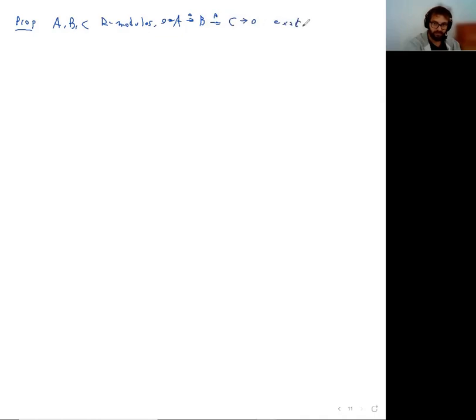So we take a short exact sequence, and if C is free, meaning it's just the product of R with itself a few times, then the sequence splits. Okay, and the proof is actually not too hard. We will use part 2 of the previous proposition.